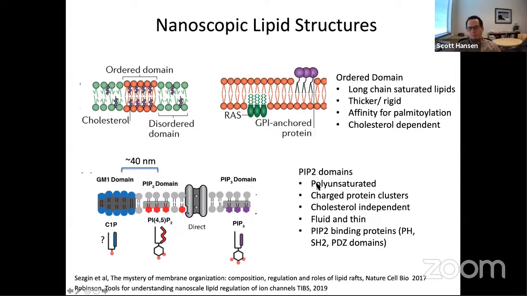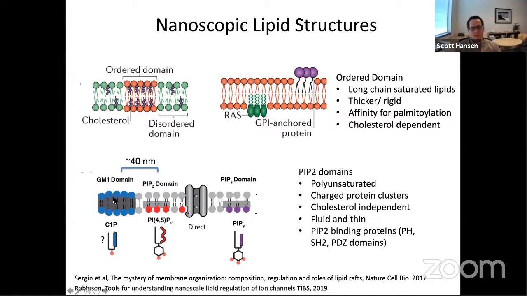PIP2 is primarily polyunsaturated. It's heavily charged. It has two to three phosphates on this sugar ring. And it generally is in a thin part of the membrane. And it also attracts proteins based on PH domains, SH2 domains, and PDZ domains. So you have this situation, and this is published, this is coming from a review I wrote with Carol Robbins.